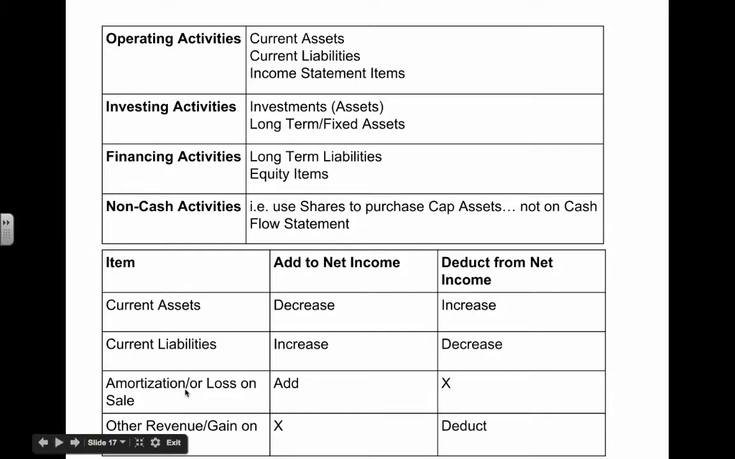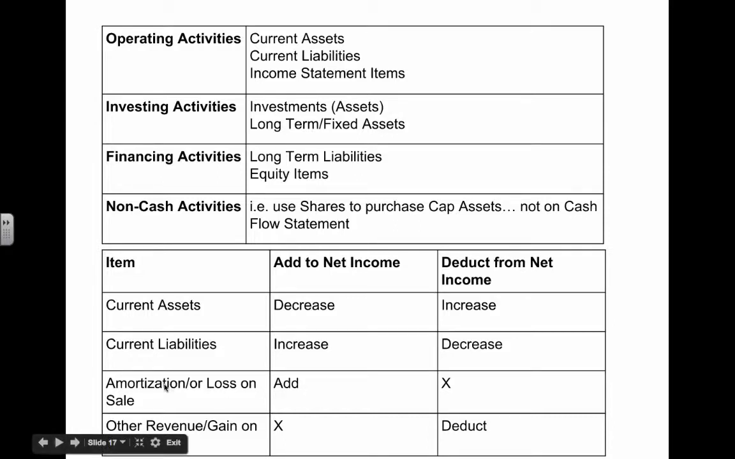Amortization and loss on sale of capital assets are expenses that do not affect cash. If you remember, when you record your expense for amortization expense, you credit accumulated amortization. Cash is never affected with amortization. Same with a loss on sale of an asset. So in those cases, we need to add them back to our net income.